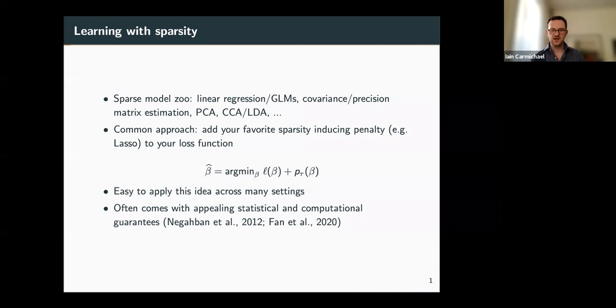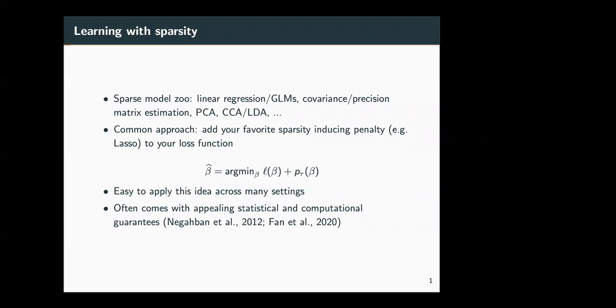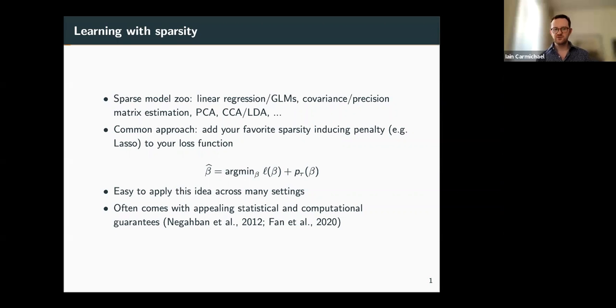And it comes with nice computational guarantees. Often our loss functions and our penalties are convex. And importantly, it's very easy to apply across many settings. If we're given a new loss function, we all know what to do to make our estimate sparse.